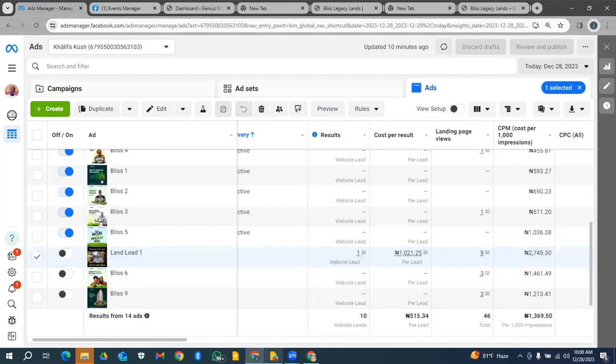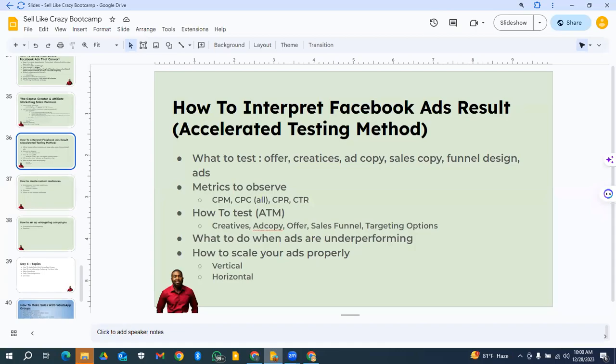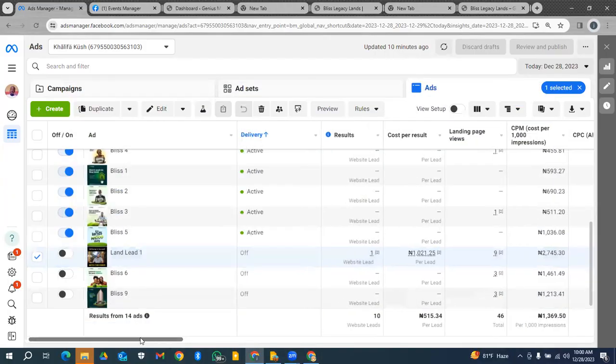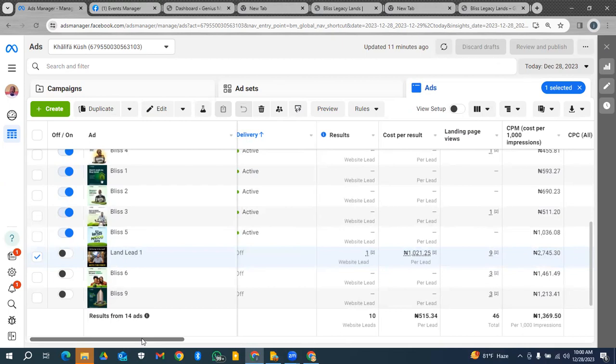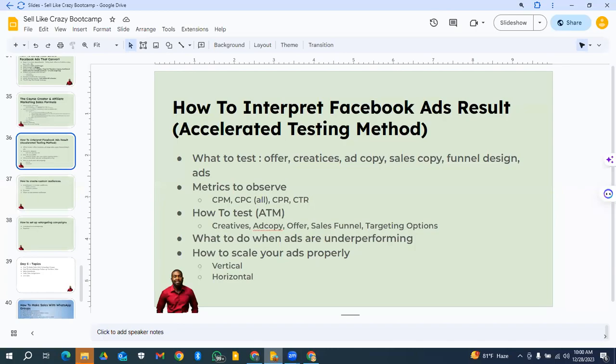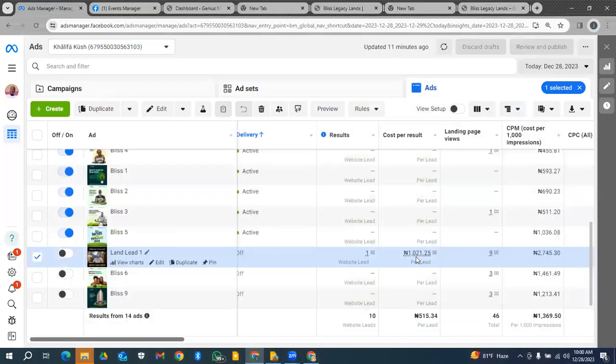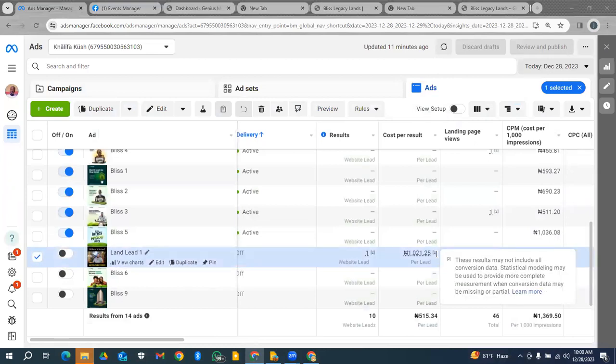So let me explain when to know that this thing is not working. Let's go back to our CPM. What I'm explaining here is, when your CPM is high, what do you do? If your CPM is high, it basically means that your ad creative is not good. The picture or image you're using is not good, and Facebook is finding it hard to show it to more people, and this typically means that you need to change it.